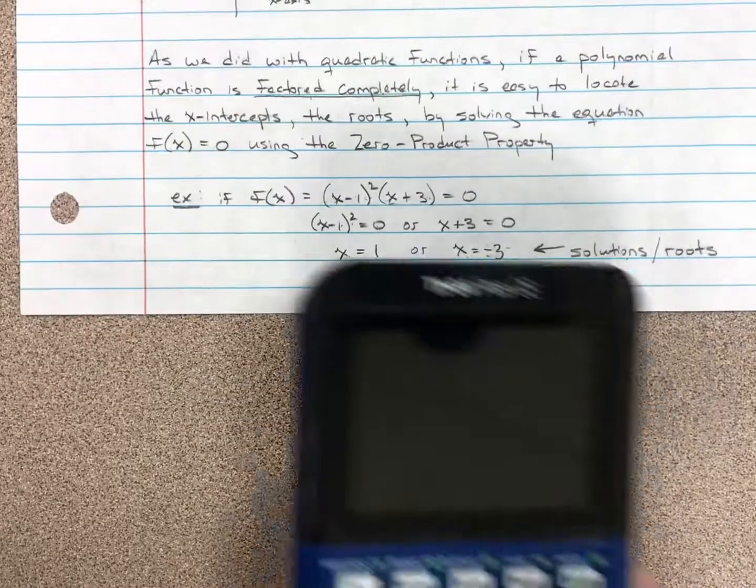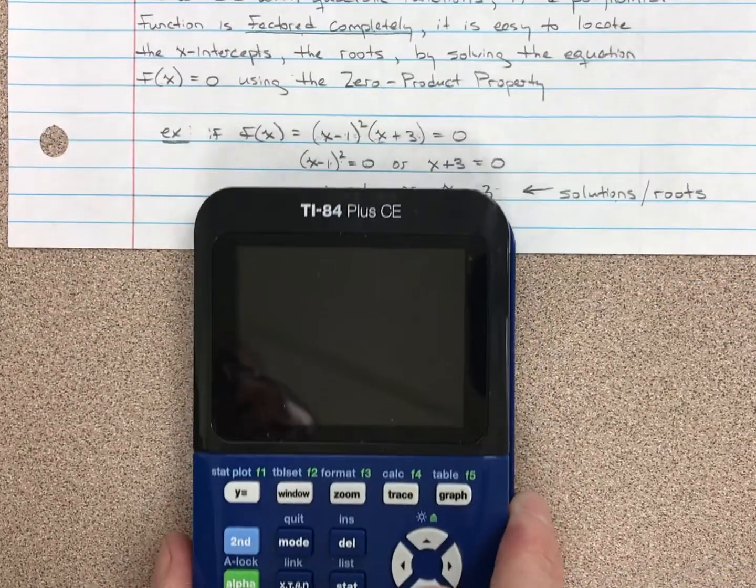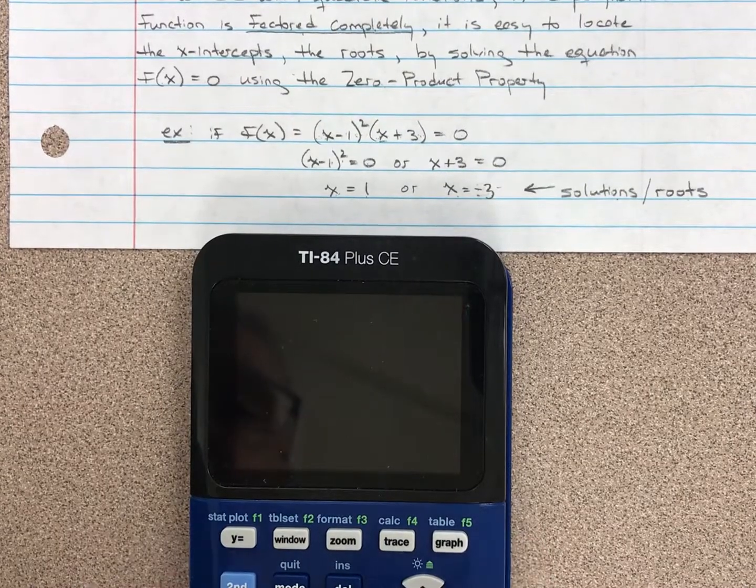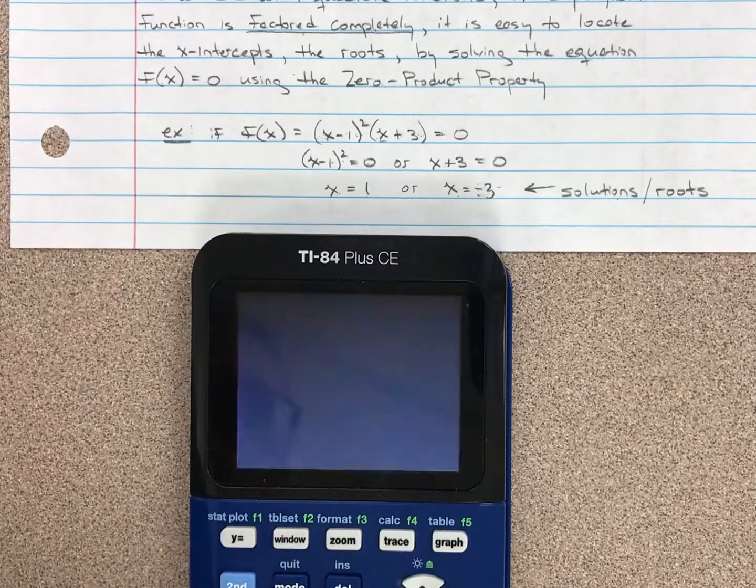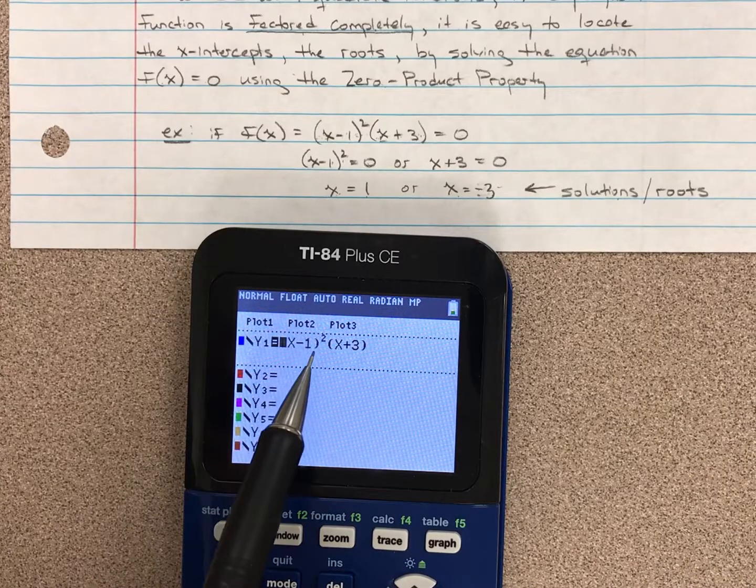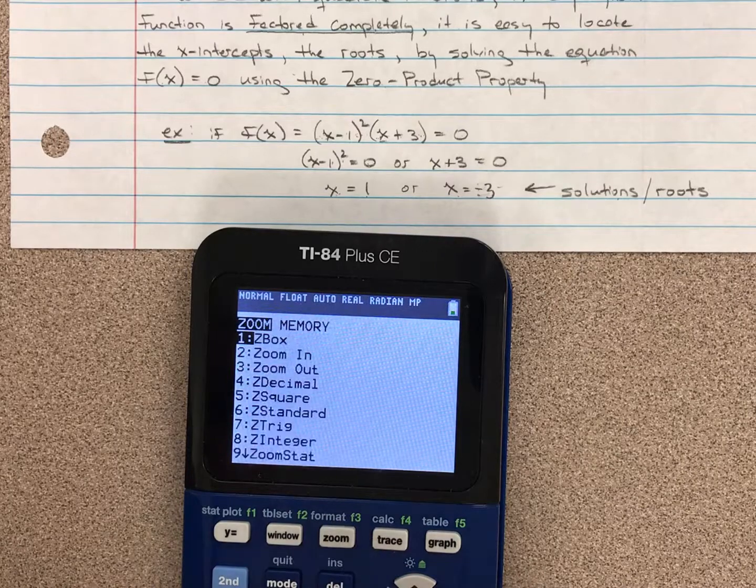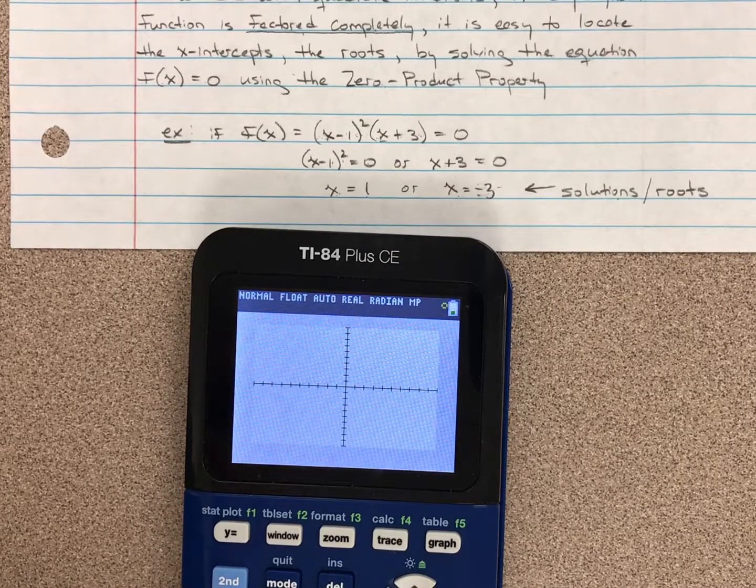Let's quickly take a look at this one. I'll move my paper up and look at it with my calculator. Let's just do a quick graph. I've already put it in here. Here it is: x minus 1, the quantity squared, times x plus 3. I think I graphed it using the standard window.